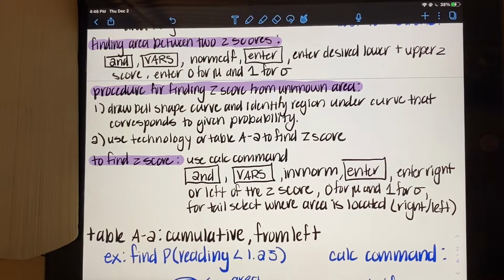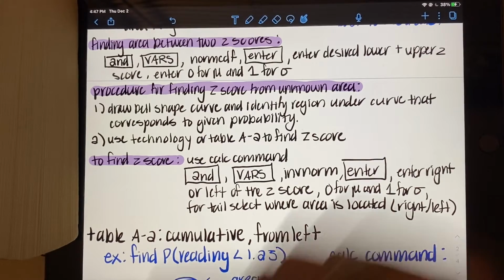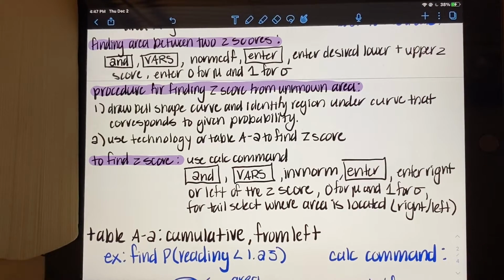To find a z-score from an unknown area, we're just going to draw the bell-shaped curve and identify the region underneath the curve that corresponds to whatever equation and whatever probability we're given in that equation. You can also use technology or table A-2 to find this. And to find our z-score, so not the area between two z-scores, but just to find a z-score, it's pretty easy.